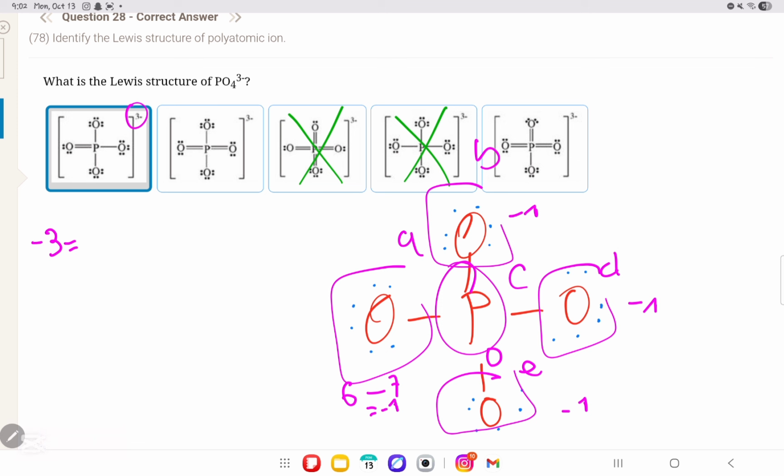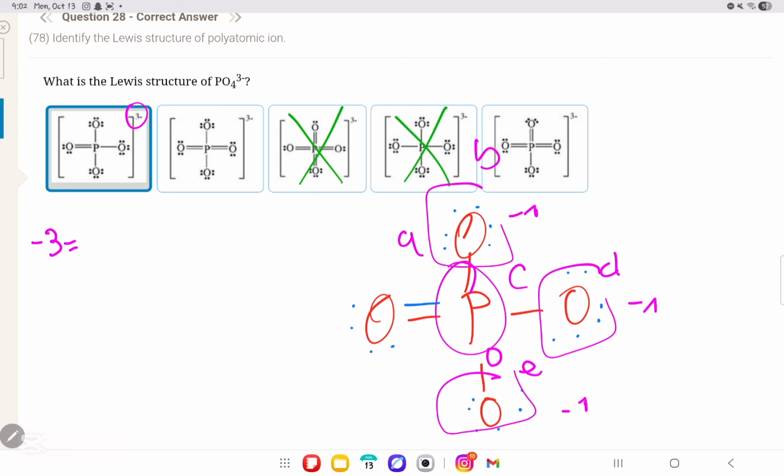What could we do possibly? Possibly, we could take the electron from here. We can make it a double bond, right? If we do that as well, look what happens. This will become 6 minus 6 electrons, which is 0. So now we have 0 over here and 0 in the center.